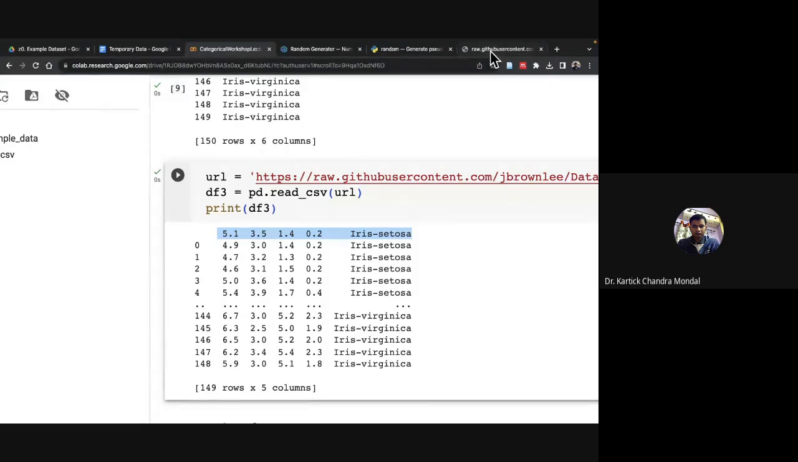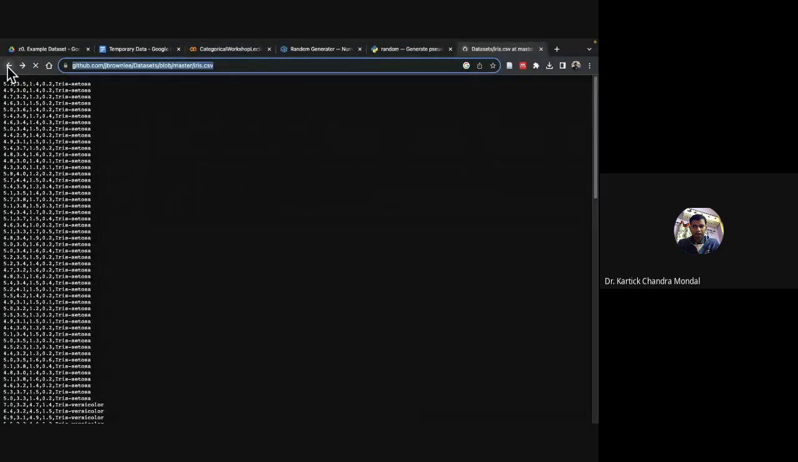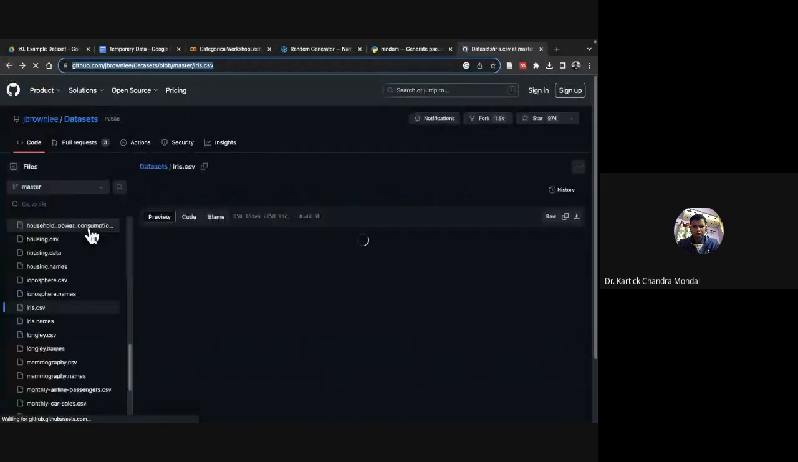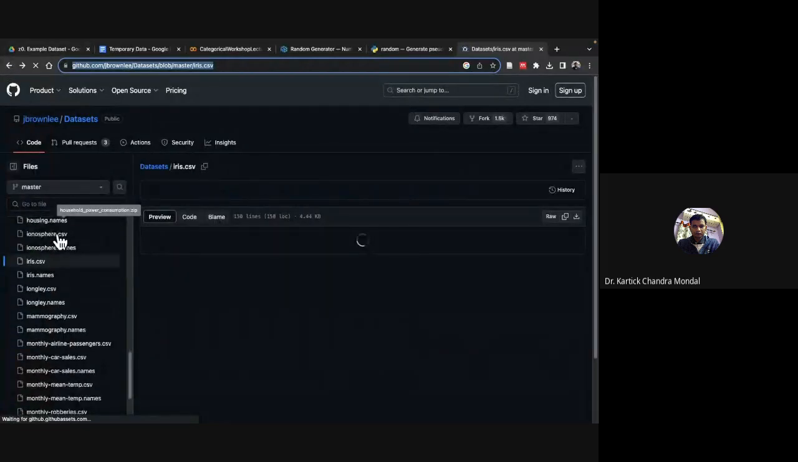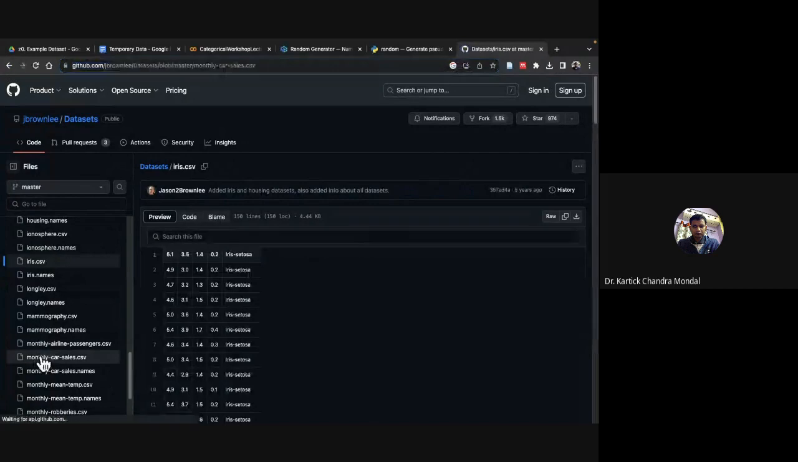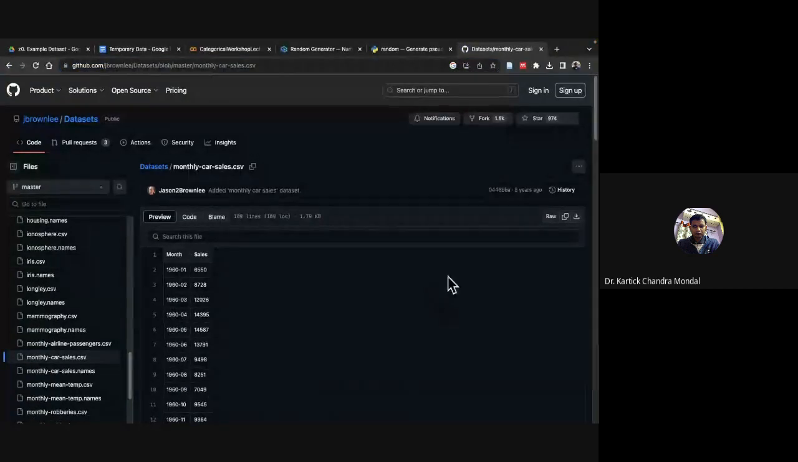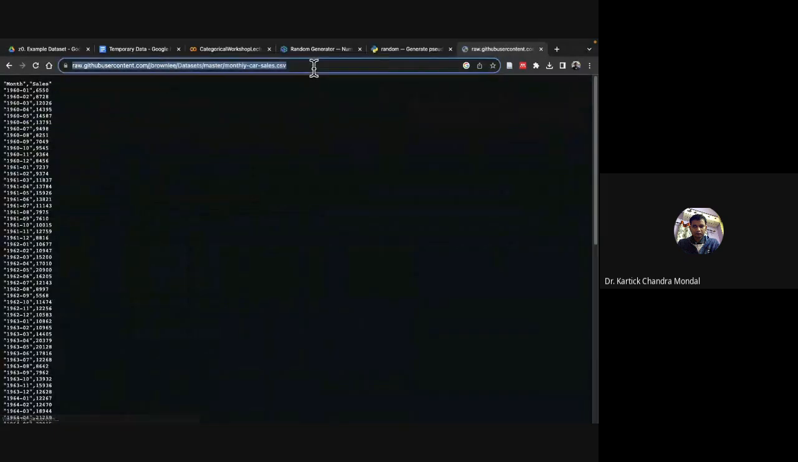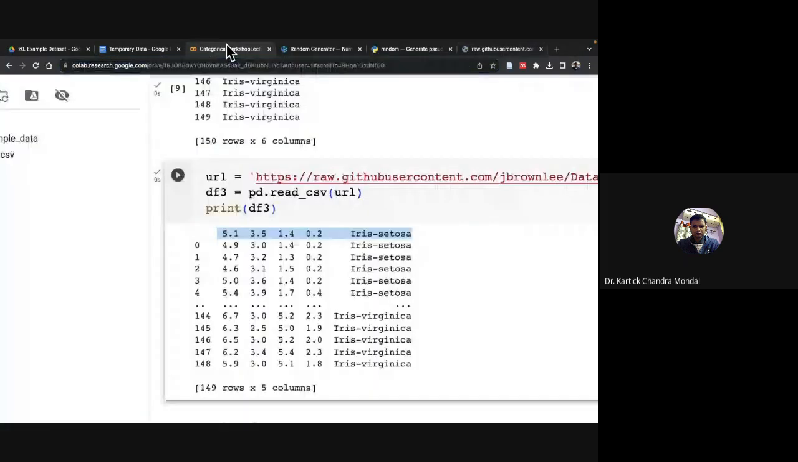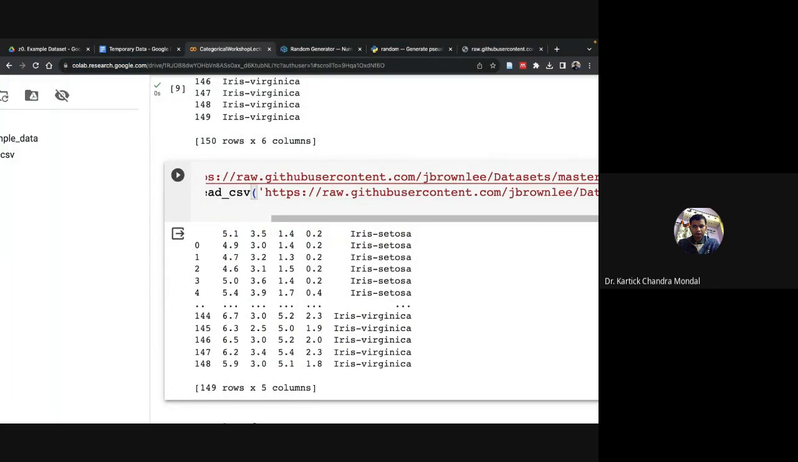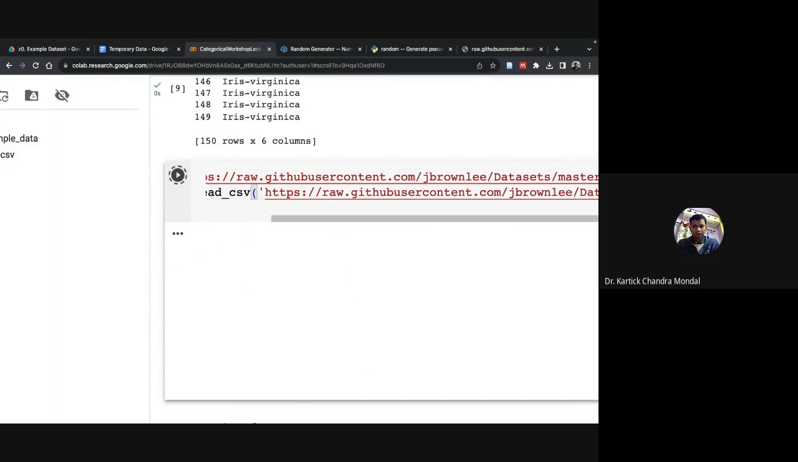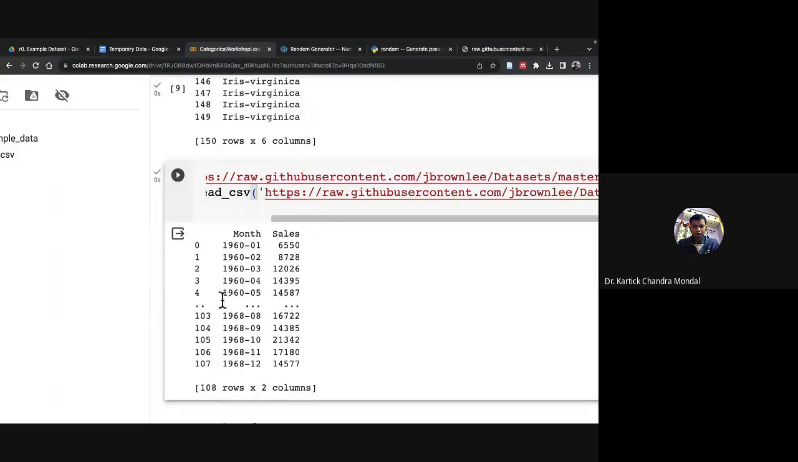Maybe you can use another file. Like for example, just go randomly to any other data set. Say this one, monthly car sales. It's a numerical data set. You copy this link and you paste it here, and then you run it. See, the data set is loaded.